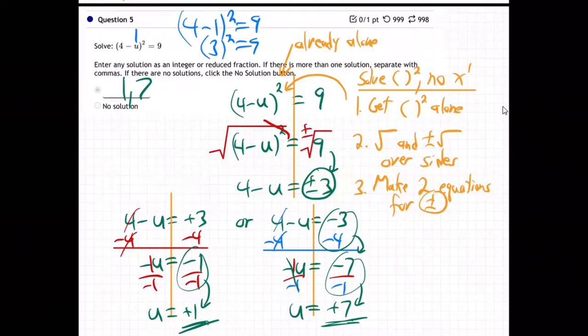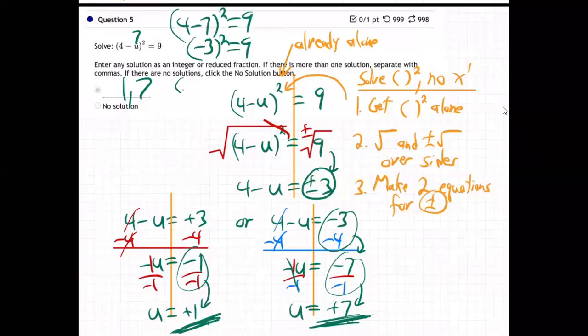Now, what about 7? Does 7 make the equation true also? It better. Put in 7. We're saying U can be 1 or U can be 7. If U is 7, what do you get? 4 minus 7 squared is 9, which is what? -3 squared. Yeah. -3 times -3, that is 9. It's true. Look at that. It's beautiful, isn't it? 1 and 7 are the two numbers that will make that equation true.